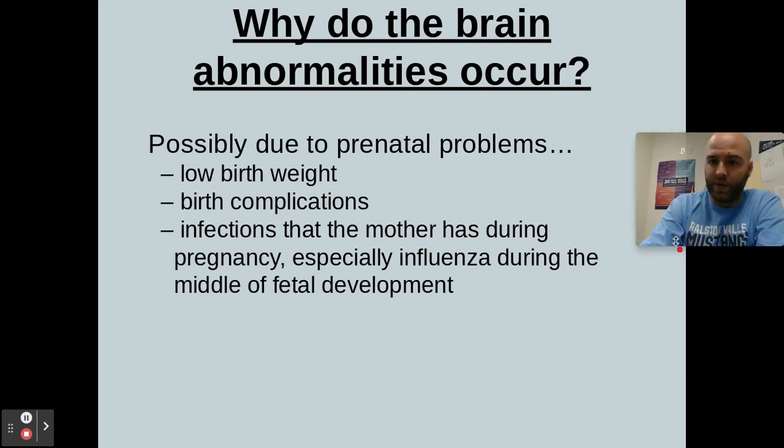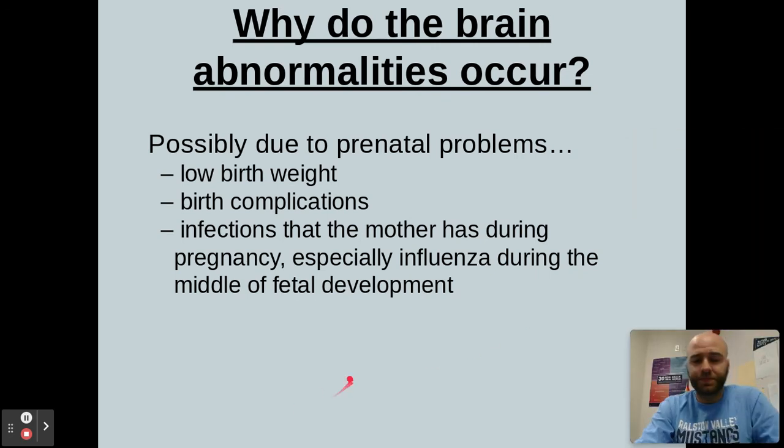So why do these brain abnormalities occur in the first place? There's a few correlations that have been shown. Low birth weight can have an impact on brain structures and their development. Birth complications, lack of oxygen, things like that. Also infections that the mother has during pregnancy, with a large correlation with flu during the third trimester of pregnancy, have been connected to the development of schizophrenia.